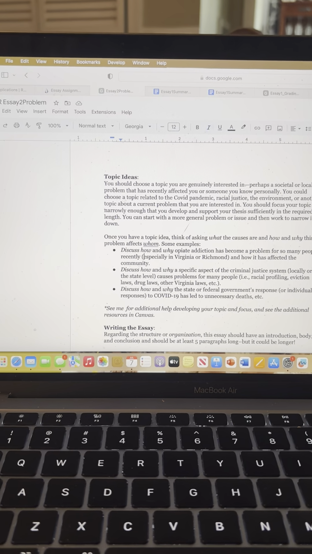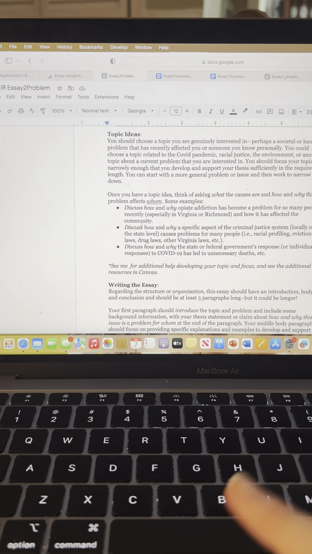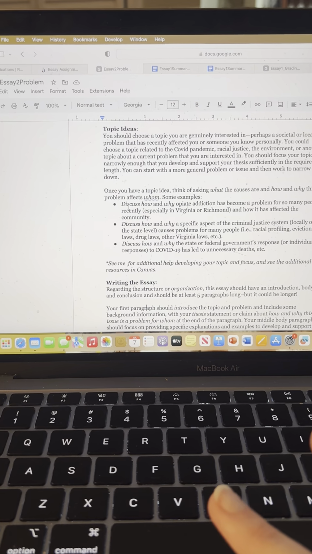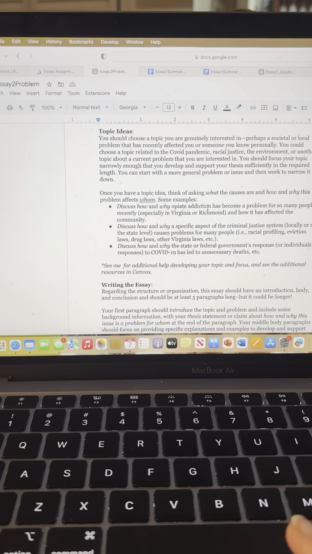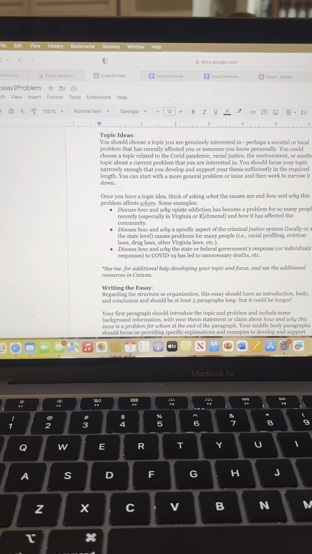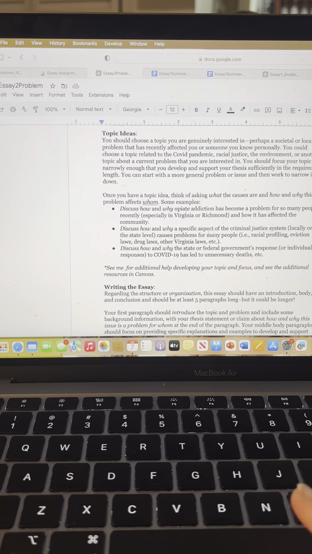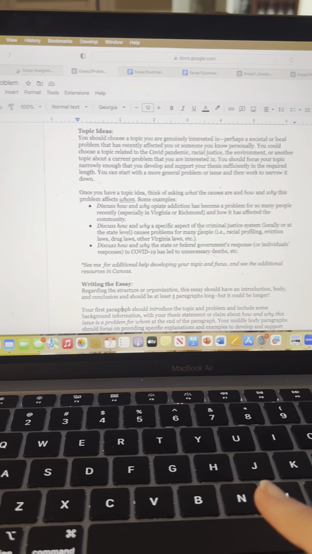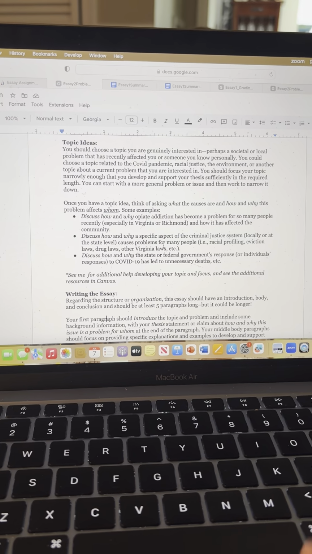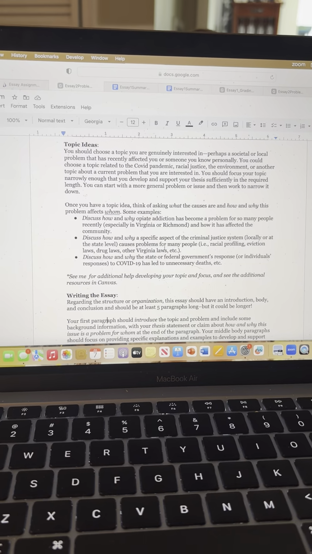Once you have a topic idea, think about what the causes are and how and why this problem affects whom. I have some examples written down here, so read over them. You can discuss how and why opiate addiction has become a problem for so many people recently, especially in Virginia or Richmond, and how it has affected the community. You can discuss how and why a specific aspect of the criminal justice system, locally or at the state level, causes problems for many people, like racial profiling, eviction laws, drug laws, other Virginia laws.